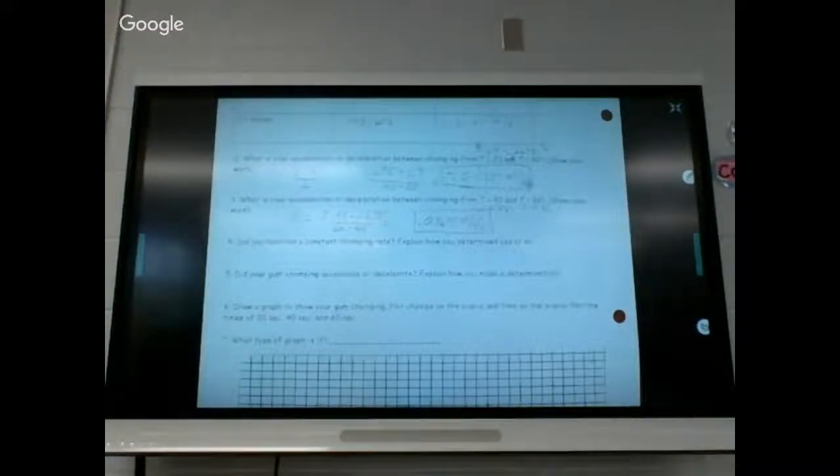1.225. The one that goes to 20 is over here, so 1.95.